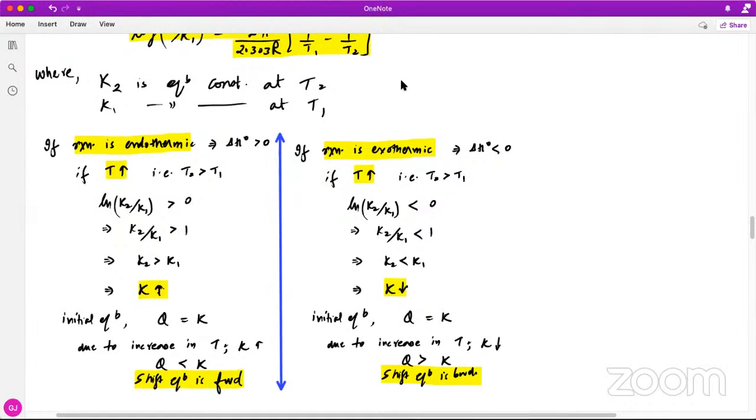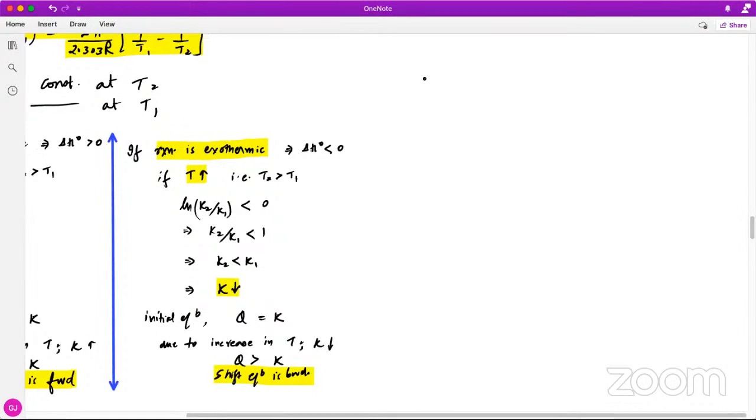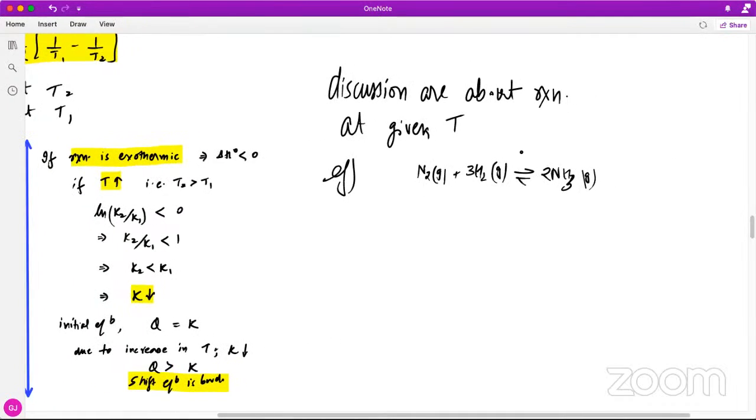तो यहाँ पर नोटिस करना, we are analyzing reactions. ठीक है, our discussions are about reaction at given temperature. ठीक है, जैसे फॉर एग्जाम्पल N2 gas plus 3H2 gas is giving 2 NH3 gas. ठीक है, इसका मैं आपको इक्विलिब्रियम कांस्टेंट देता हूं at some given temperature, say 25 degree centigrade.